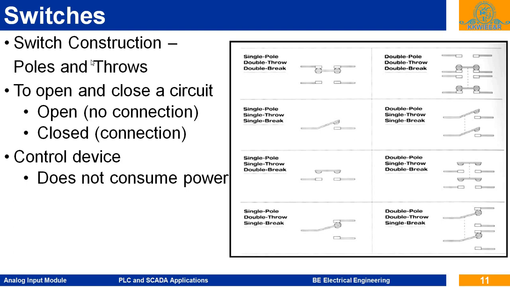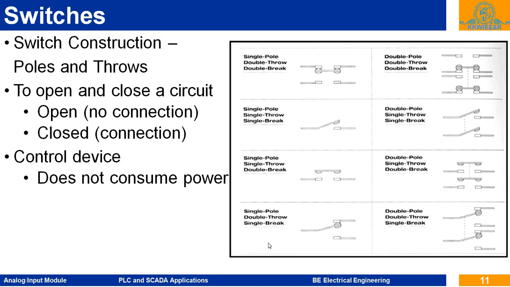So the function of this switch is to open and close the circuit, to maintain the supply or to disconnect the supply. Disconnect means open. Close means we are providing the supply to the load or lamp. So this switch or push button is a control device. It will control the power. This switch or push button does not consume any power.